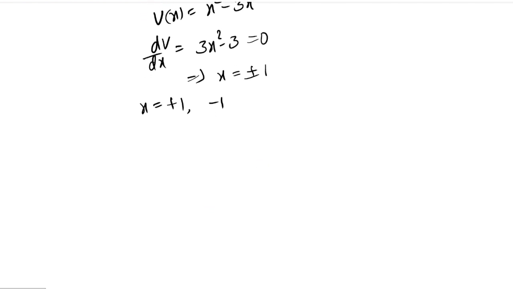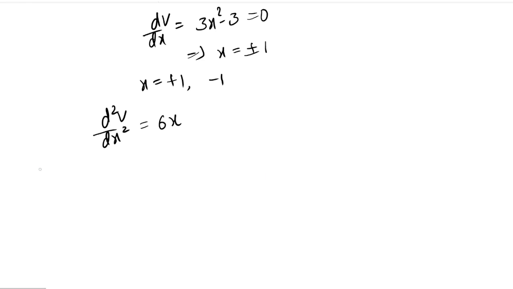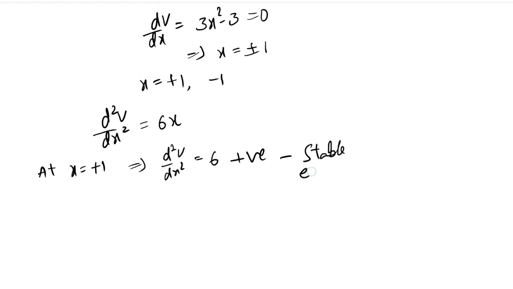For that, first of all we have to find the double derivative, that is d square V by dx square. So what is the value from the given function? It will be nothing but 6x. So at x is equal to plus 1, d square V by dx square will become 6. That is a positive quantity.